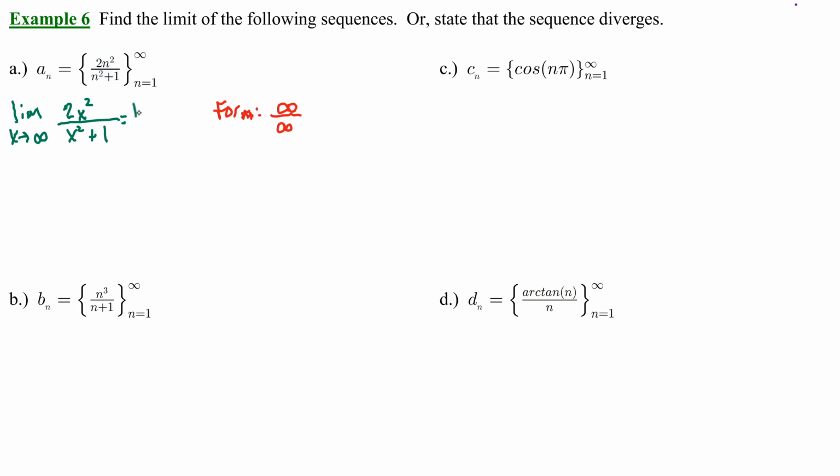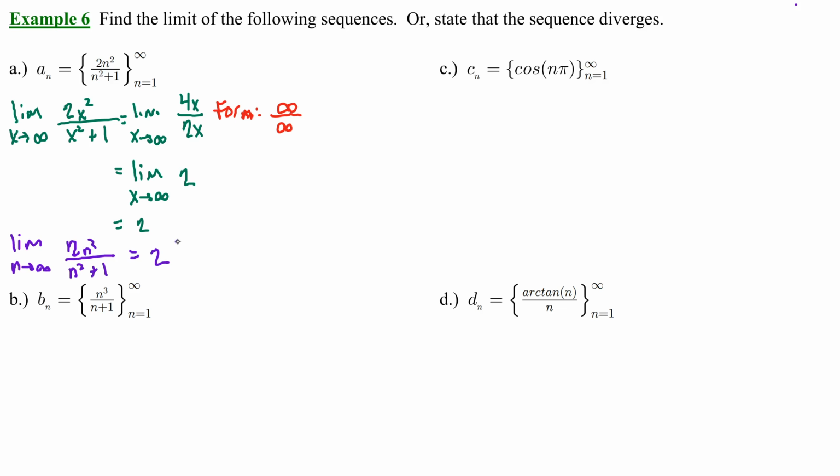So to calculate this limit, I'm going to individually differentiate the numerator and the denominator. We'd end up with 4x over 2x, which reduces to the limit as x approaches infinity of 2, and the limit of a constant is a constant. So the limit of the continuous function, 2x squared over x squared plus 1, is the same as the limit as n approaches infinity of 2n squared over n squared plus 1. In either case, I would end up with 2. Since the limit is finite, we can conclude this sequence converges.